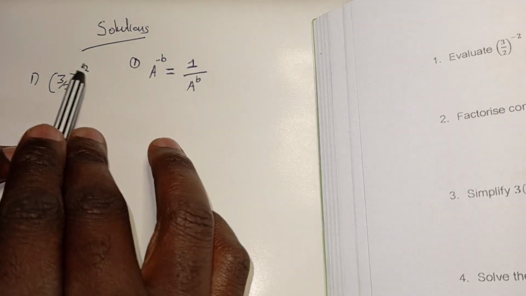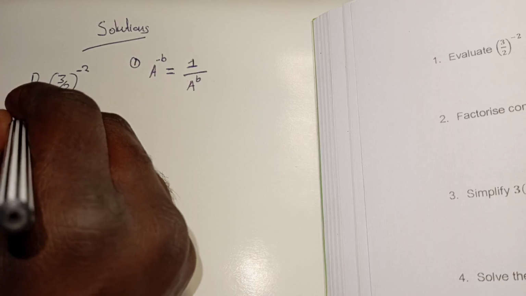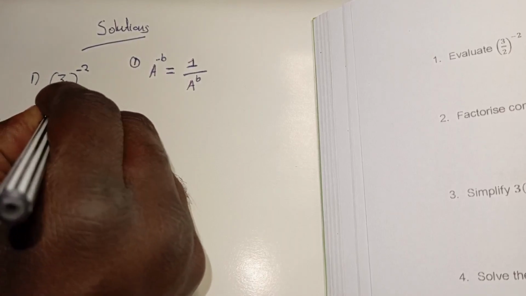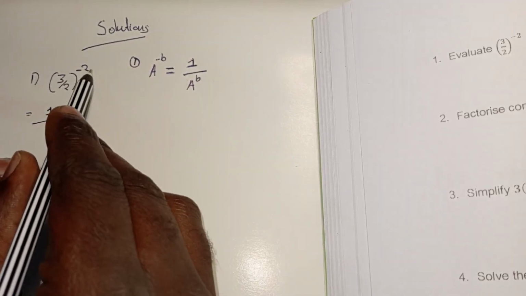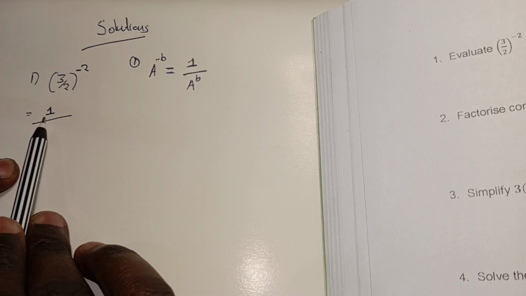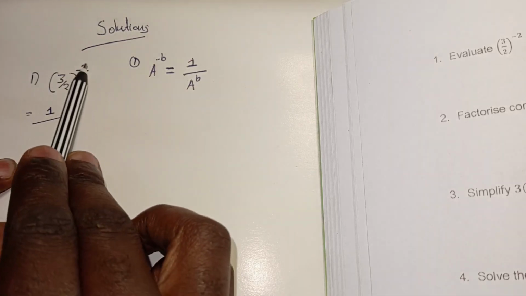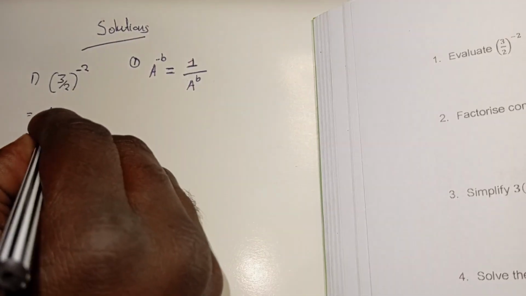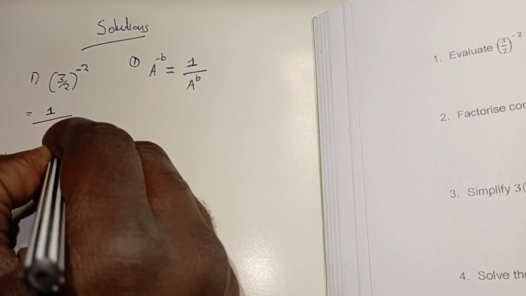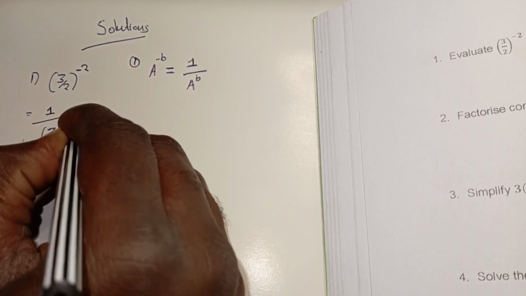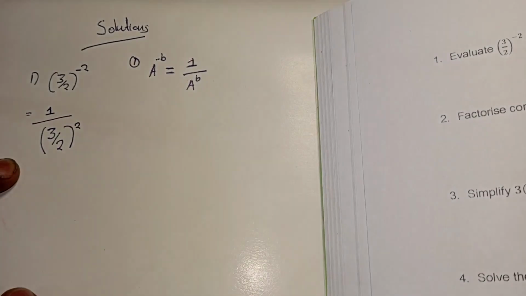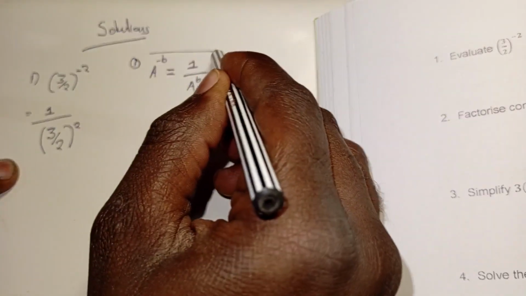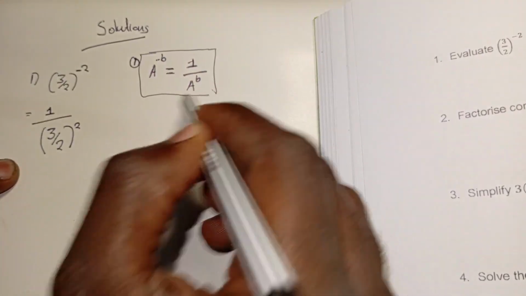We're going to apply the same thing here. We introduce 1 to get rid of this sign. You are not changing anything, you're just getting rid of the negative. You write the exact same thing, but with a positive power now. So you've gotten rid of the negative using this property of indices.